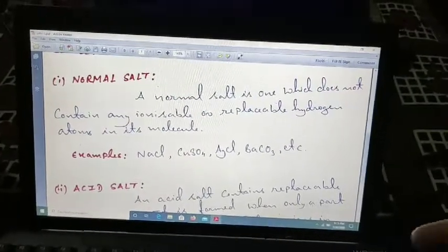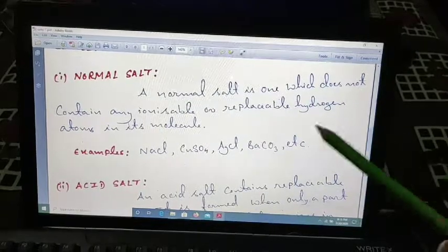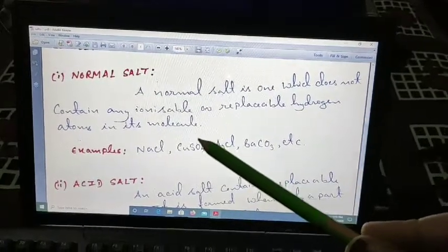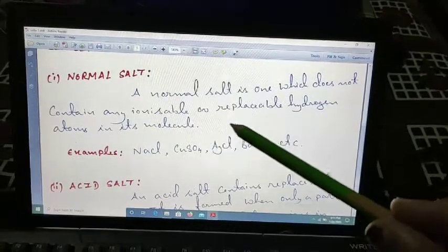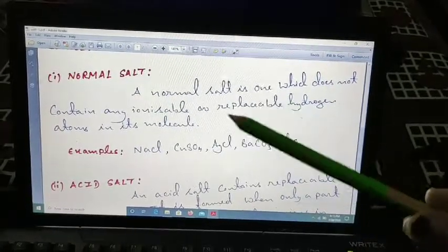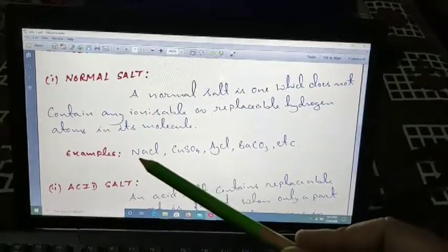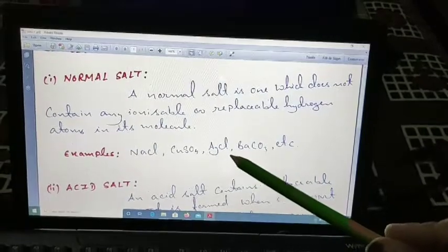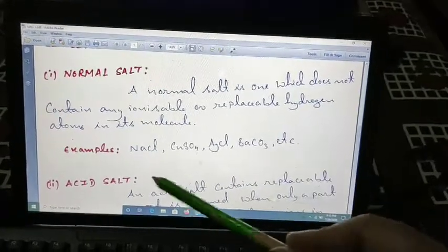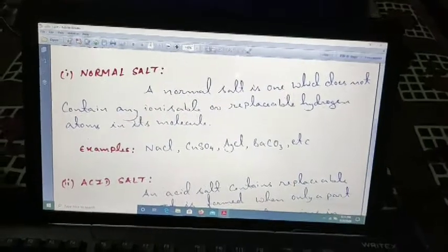A normal salt is one which does not contain any ionizable or replaceable hydrogen atoms in its molecule. So a normal salt does not contain any ionizable, that means replaceable, hydrogen ion. For example, we have sodium chloride, copper sulfate, silver chloride, barium carbonate. In these we don't have a replaceable hydrogen. Such kind of salt we call a normal salt.